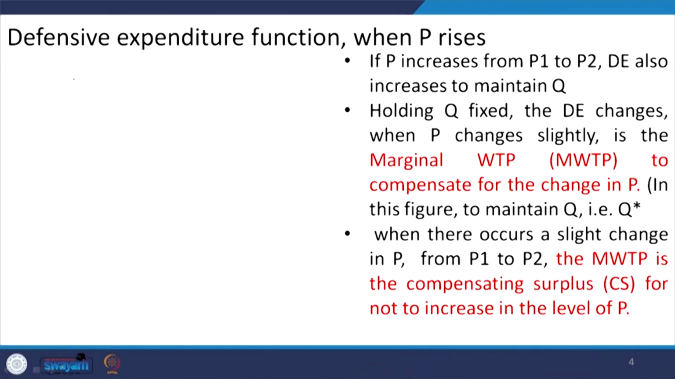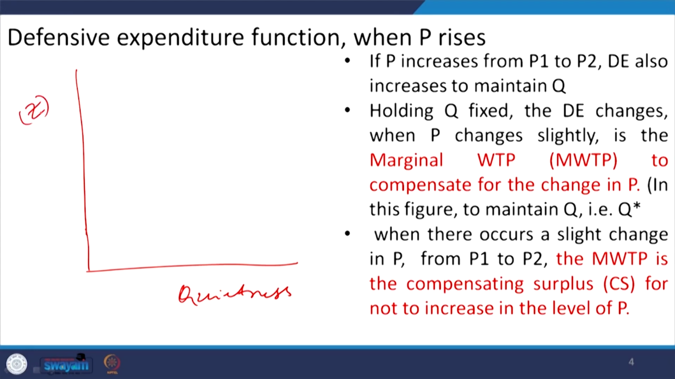So, let us say we represent the initial case graphically. In the horizontal axis we are measuring quietness, that means no pollution. It may be a case of sound pollution or noise pollution, and in the vertical axis we are measuring monetary units. That means how the person or household values quietness, and what amount he is willing to pay in order to have quietness or to decrease the level of pollution. That is the basic objective.